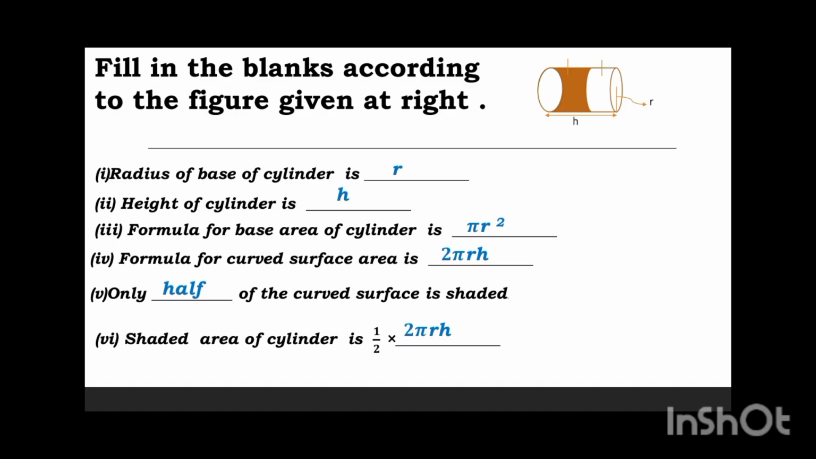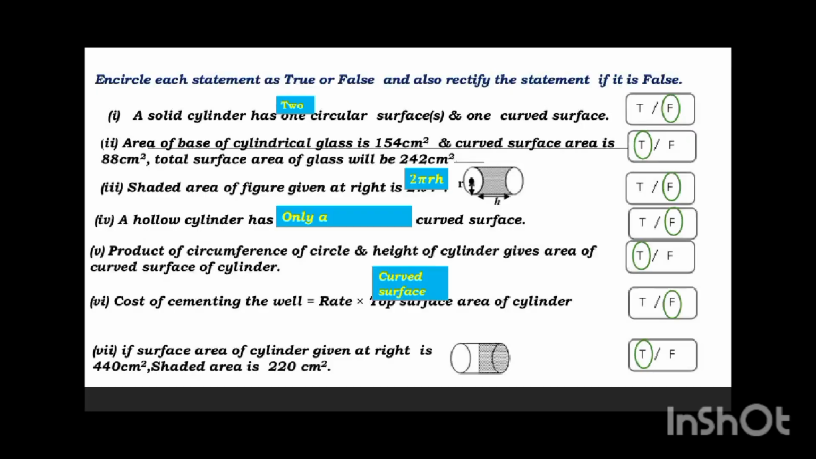So the shaded area of the cylinder is 1/2 multiplied by 2 pi r h. Why? Because we have taken half the height, that's why we multiply by 1/2. Or, at the end, after solving 2 pi r h, you can divide by 2. Both are correct. Now encircle each statement as true or false and also rectify the statement if it's false.